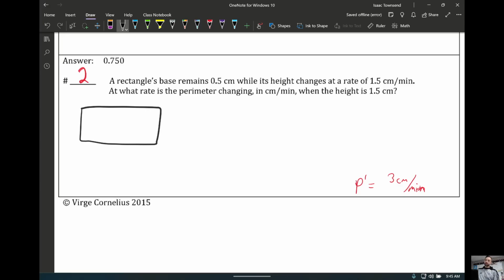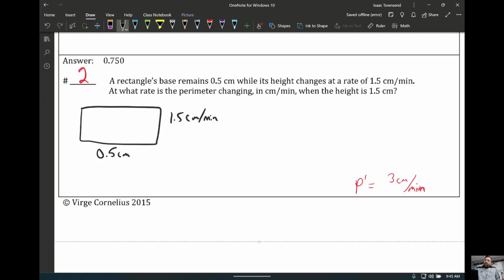Okay, rectangle's base remains 0.5 centimeters. Its height is changing at 1.5 centimeters per minute. I do like to at least put the units on my picture, because if I don't put the units here, I might think this length is 1.5 instead of the rate is 1.5. That would mess you up.